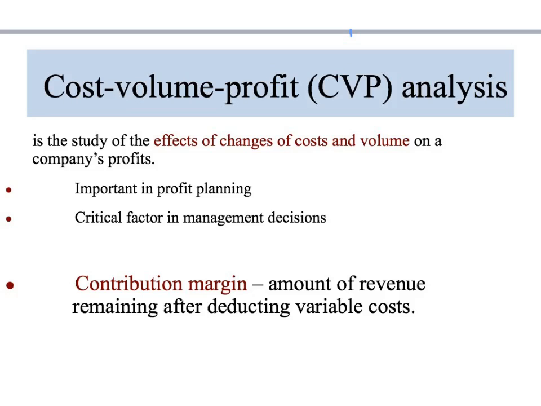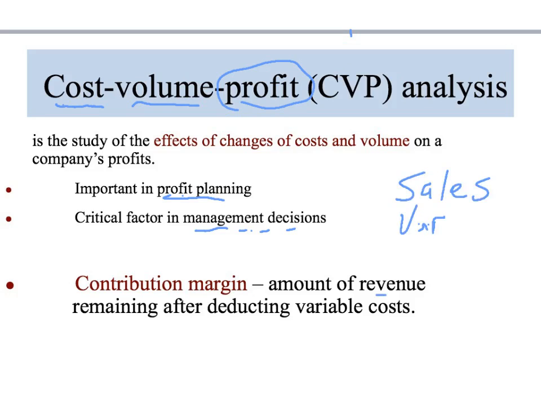Now, cost volume profit analysis is very important in profit planning, and it's a critical factor in managing decisions. We're going to look at how costs change in relation to volume and the effect that has on profit. And we come up with what's called a contribution margin. That is the amount of revenue after deducting costs. So we take the sales minus variable cost equals the contribution margin.